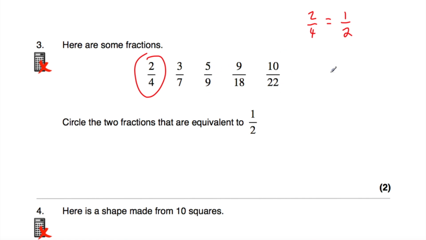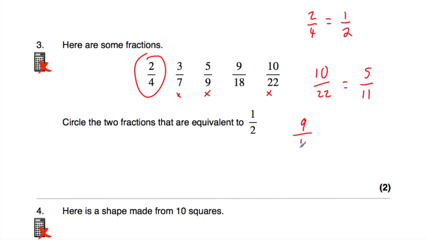Okay, I'm actually going to look at this last one, 10/22. So both of those numbers are even, so we can divide both of them by 2. 10 divided by 2 is 5. So 22 divided by 2 is equal to 11. So 10/22 is equal to 5/11. So it's not that one, it's not that one, and it's not that one. So it should be this one because there's 2 fractions that are equivalent to a half.